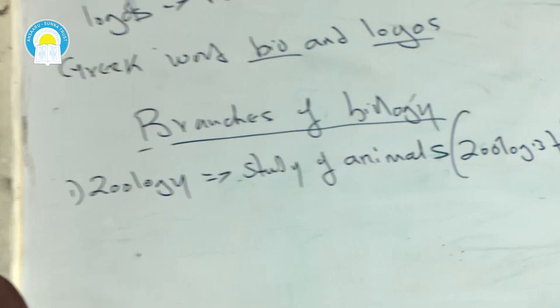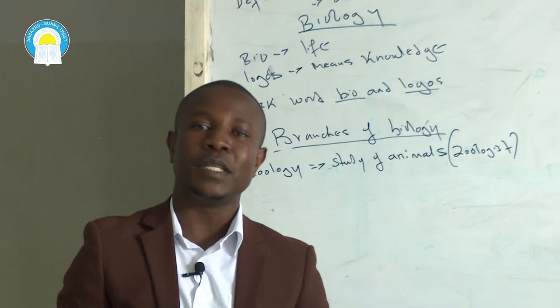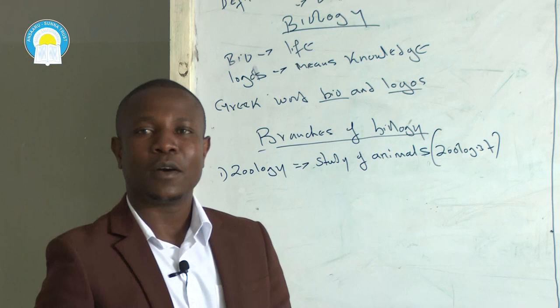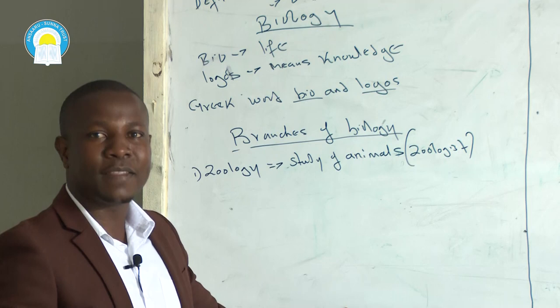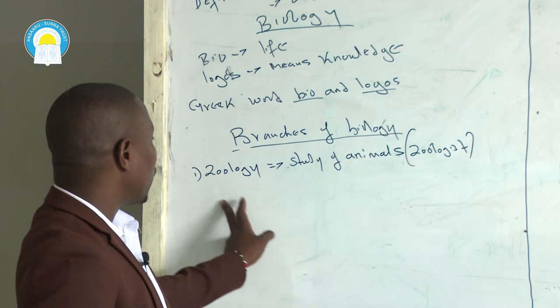And when he talks about the study of animals, it means all the animals, be it insects, vertebrates, invertebrates, arthropoda, or crustaceans, all of those are what? Animals. Anything that can move from one point to another, that's called locomotion. The person who is going to study all of those is called what? Zoologist. And the study is called zoology.